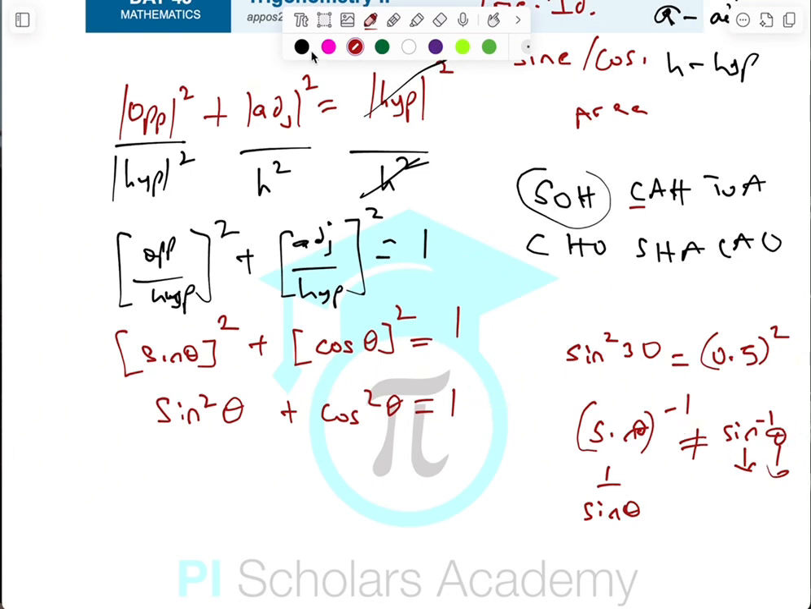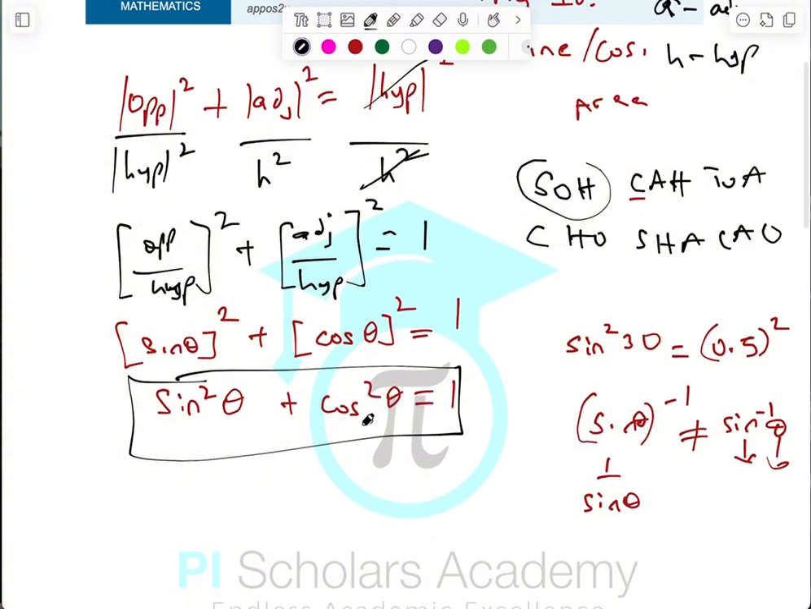So this is the first one I want to show you. The first trigonometry identity is that when you pick an angle, theta, and you find the sine of that angle, you square it, you find the cosine of that angle, you square it, and when you add them together, the answer will always be equal to 1. That's the first trig identity.